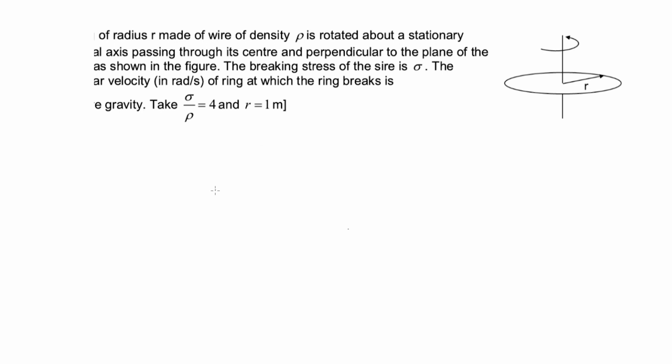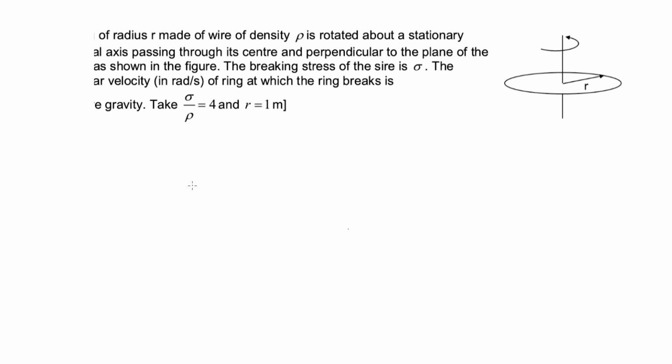It is the last question. It says a ring of radius R made of wire of density rho is rotated about a stationary vertical axis passing through the center perpendicular to the plane. If the breaking stress is sigma, then what is the angular velocity at which the ring breaks?